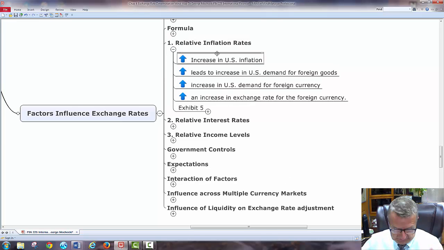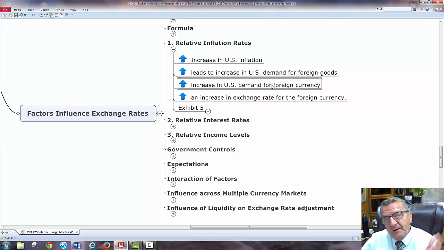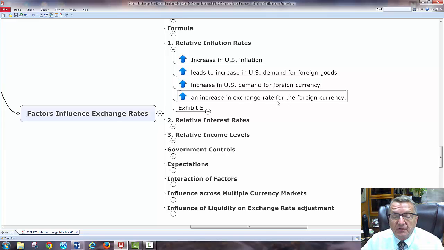When I look at relative, what's current? Relative inflation rates: an increase in U.S. inflation. Boom. Okay, that's going to affect that. It leads to, I've got an arrow, an increase in U.S. demand for foreign goods. No problem. An increase in U.S. demand for foreign currency. If I need foreign goods, I'm converting. Even though I'm paying in dollars, in that country they'll take my dollars and exchange them to the denomination there. Even though I may not see it, it's done electronically, or if I'm buying there and paying cash with that currency. Okay, an increase in the exchange rate of foreign currencies.